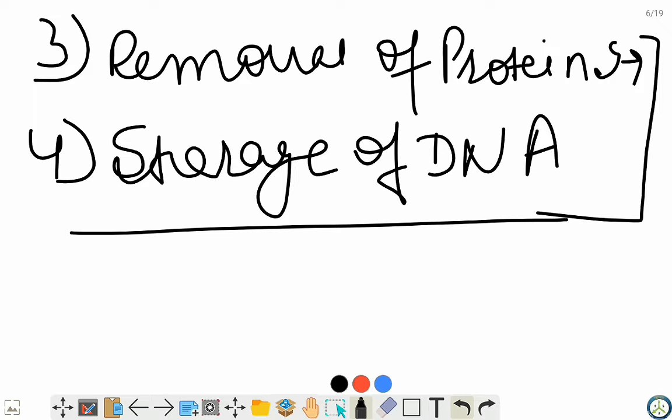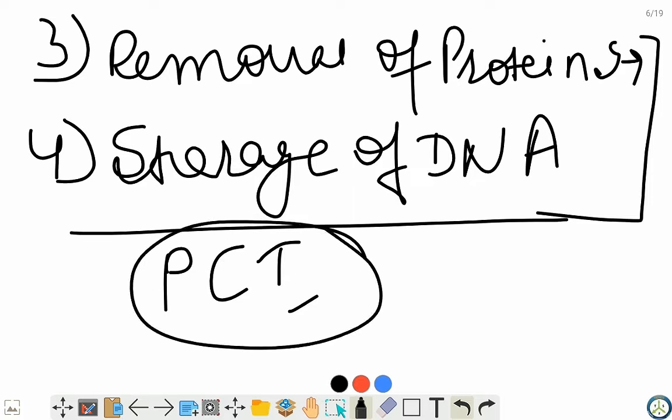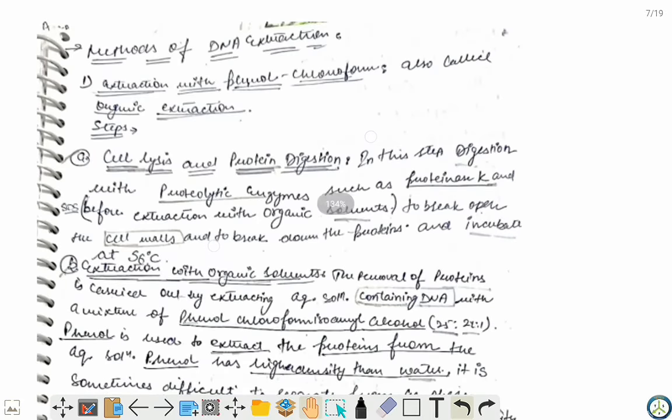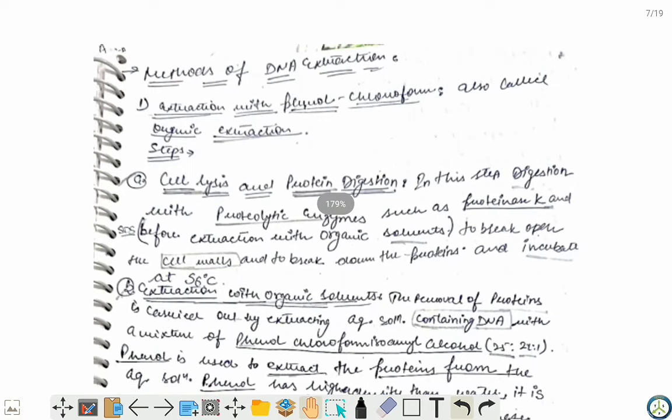Now we are going to discuss every method one by one, starting with the organic extraction method, also known as the PCI method, the phenol chloroform isoamyl alcohol method. First of all, we have the extraction with the phenol chloroform method, also called the organic extraction method.